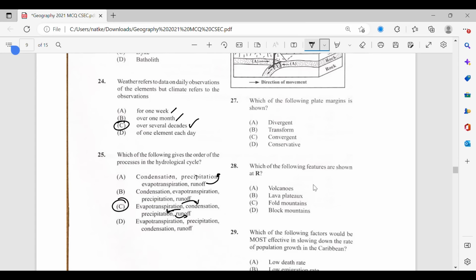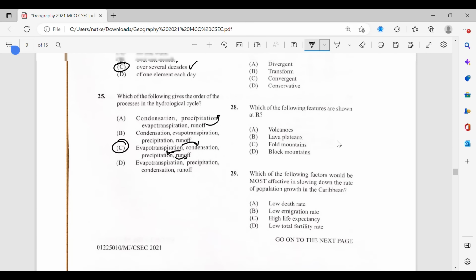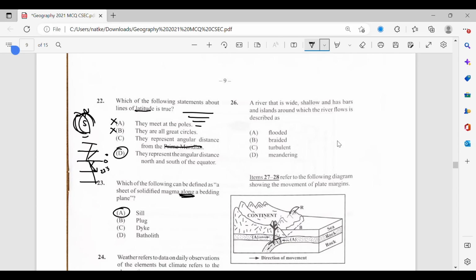Number 26. A river that is wide, shallow, has bars, and islands around which the river flows is described as a braided river. 27 and 28 refer to the following diagram showing the movement of plate margins.